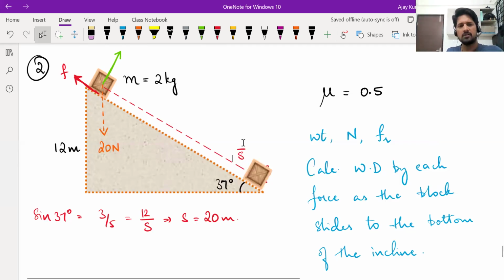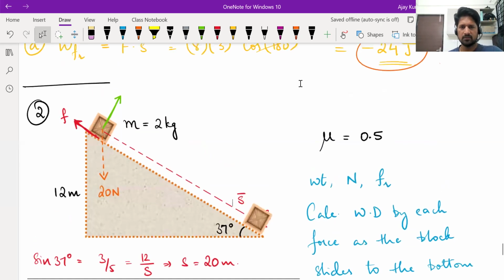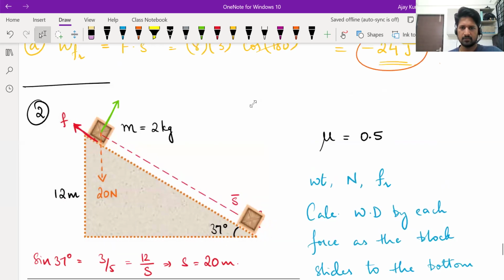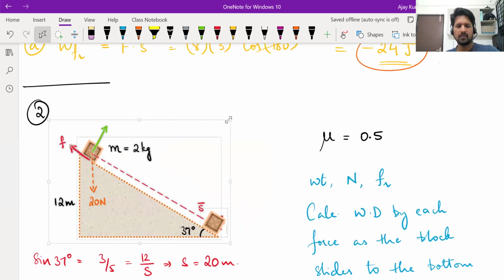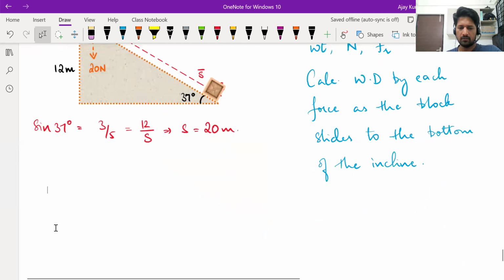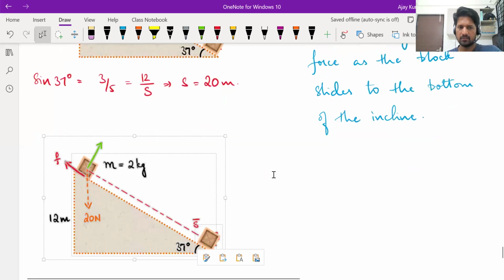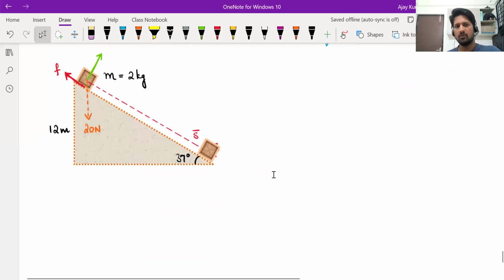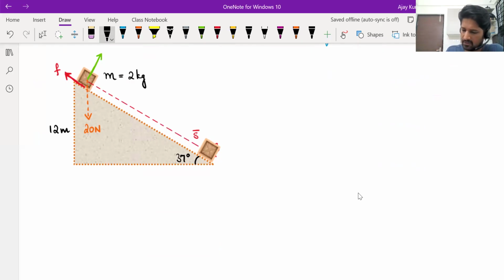Weight of the block is a constant force or a variable force? Anyone? Constant force. Weight is a constant force. The block's mass is not changing. Why should its weight change? Okay. As I said, there are two ways to calculate work done by weight. You can take the force as it is and calculate the work done, or you can take its components and calculate work done by each component separately. Okay. Let's do it by taking the force as it is first.